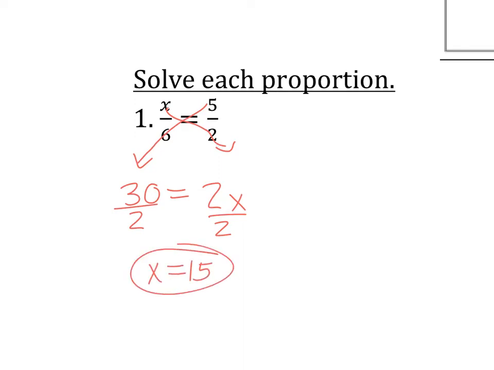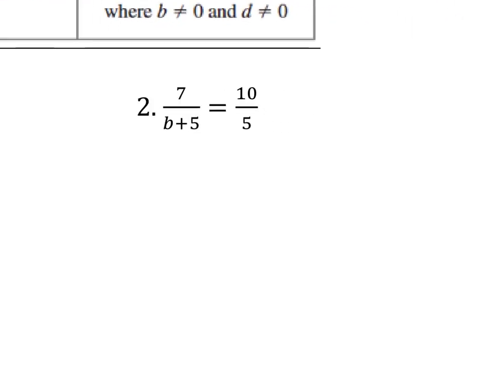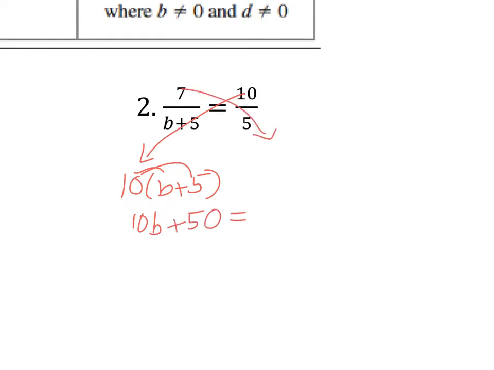Let's look at one that's a little more complicated. Looking at number 2. All right, so the complication comes when we have to multiply a number times an expression. So what we want to make sure to do is make sure that 10 gets multiplied by everything. So I'm just going to write down 10 times (b plus 5). And if we write it down that way, that reminds us that we need to make sure and distribute. So when I distribute, 10 times b is 10b, 10 times 5 is plus 50, and then on the other side, 7 times 5 is 35.